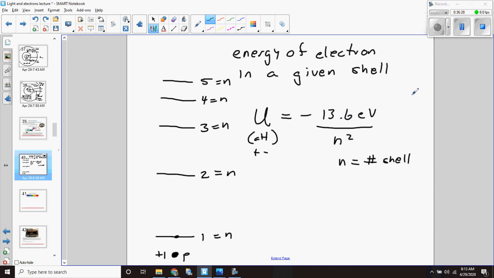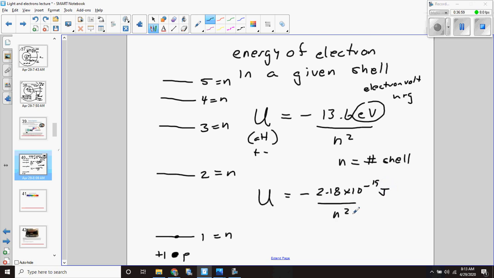Now, because eV, or electron volts, is actually a unit of energy that we haven't talked about yet, I'm going to turn this equation over into joules. So if I rewrite the same equation, but in joules, it's equal to negative 2.18 times 10 to the negative 19, and this time the unit will be joules, divided by n squared. So this is the equation we're going to use right now, okay? And then later we'll come back to using the other equation. We'll show you how to do conversions from joules to electron volts.